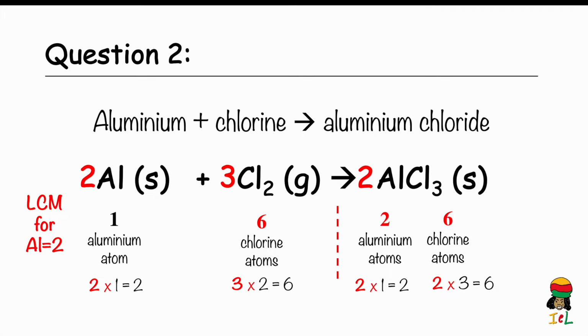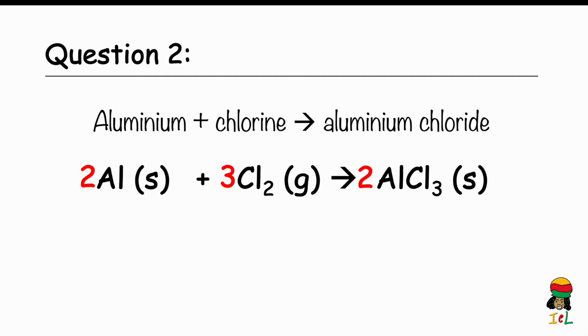So we insert or write the multiplier 2 in front of the chemical formula that contains the aluminium atom. So now we have 2 times 1 aluminium atom, which gives 2 aluminium atoms. All the atoms on the reactant side are now equal to their counterparts on the product side. So this equation is balanced. And the balanced equation states that 2 aluminium atoms in the solid state will react with 3 molecules of chlorine gas to produce 2 molecules of aluminium chloride in the solid state.